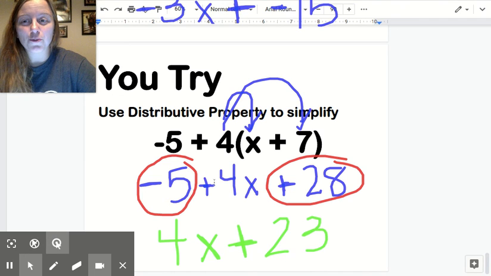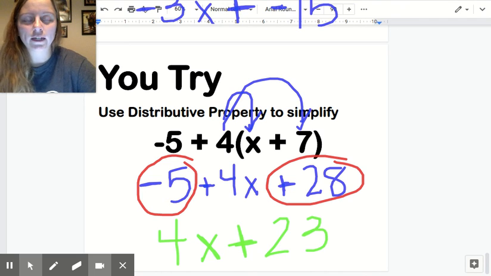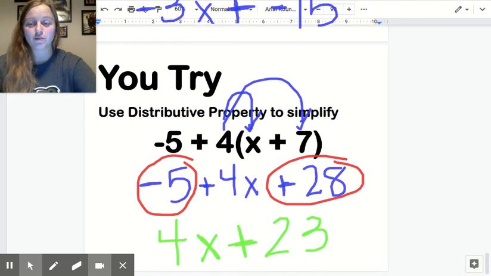All right, so we will continue practicing this skill. I know it can be a little bit overwhelming, so we'll continue to practice it, but hopefully you have a good idea of how to combine those like terms at this point.